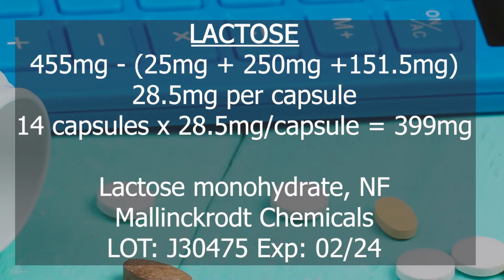So now I can calculate how much lactose is needed. Since my target powder fill weight is 455 milligrams, I can subtract out each one of my active ingredients. So I have 25 milligrams of ephedrine, 250 milligrams of acetaminophen, and 151.5 milligrams of chlorpheniramine per capsule. So I need 28.5 milligrams of lactose per capsule. And since I'm making 14 capsules, I need to weigh out 399 milligrams of lactose.